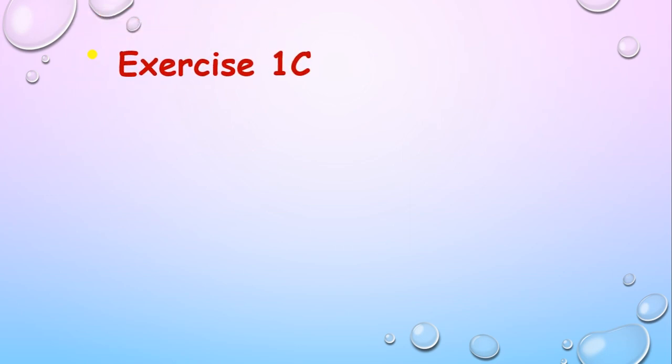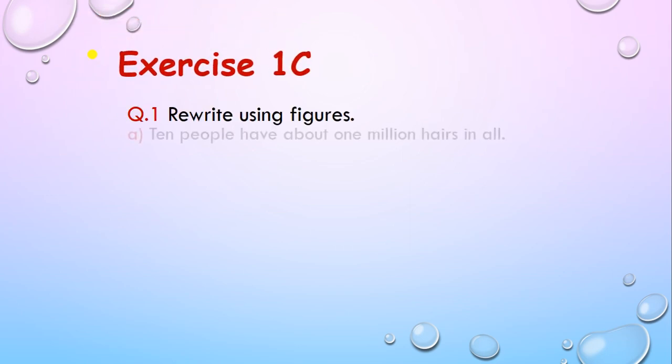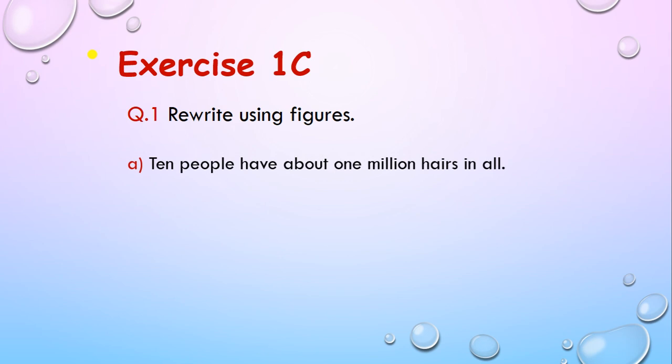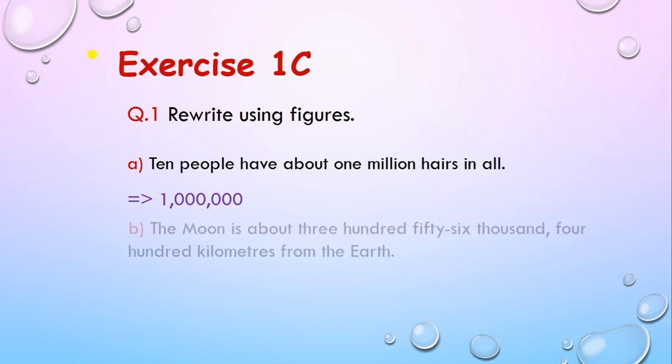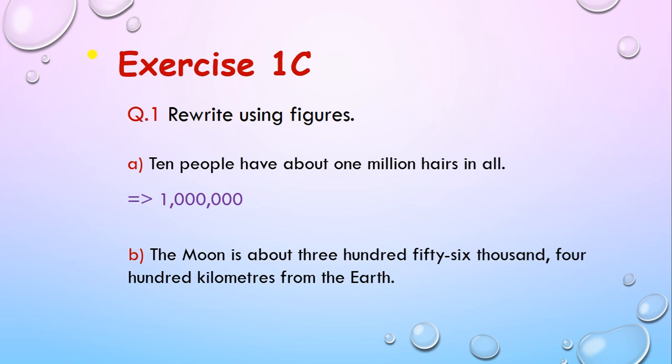Let's solve exercise 1C. The first question is rewrite using figures. In that A, 10 people have about 1 million hairs in all. So this number is written as 1 million. So here you can see there are 6 zeros after 1, then the number is written as 1 million.